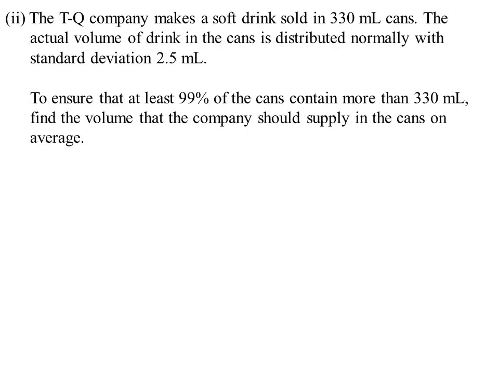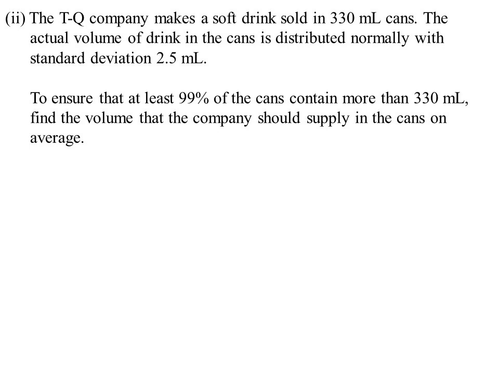The TQ company makes a soft drink sold in 330ml cans. The actual volume of the drink, because they're just using a machine to put the drink in there, they'd get lucky if every single one was always 330ml, but it's normally distributed with a standard deviation of 2.5ml. This company wants to ensure that at least 99% of the cans contain more than 330. People aren't going to complain if there's more than 330, they'll complain if there's less. So we've got at least 99% of the cans more than 330, and we're going to be happy.